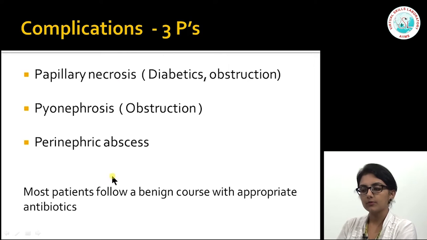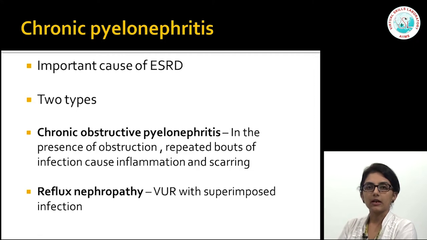But these are relatively rare, and most patients with pyelonephritis will follow a relatively benign course as long as they receive appropriate antibiotics. If a patient, however, has repeated episodes of acute pyelonephritis, there will be the onset of chronicity, and you can get a chronic pyelonephritis, which is an important cause of end-stage renal disease. Now, the two types really of chronic pyelonephritis. One is chronic obstructive pyelonephritis, in which, in the presence of obstruction, repeated bouts of infection cause inflammation and scarring. Or you have reflux nephropathy, where the predominant pathogenetic mechanism is the vesicoureteral reflux, and the sterile urine which is going into the kidney is damaging the kidney, which may then have superimposed infections and a secondary pyelonephritis.